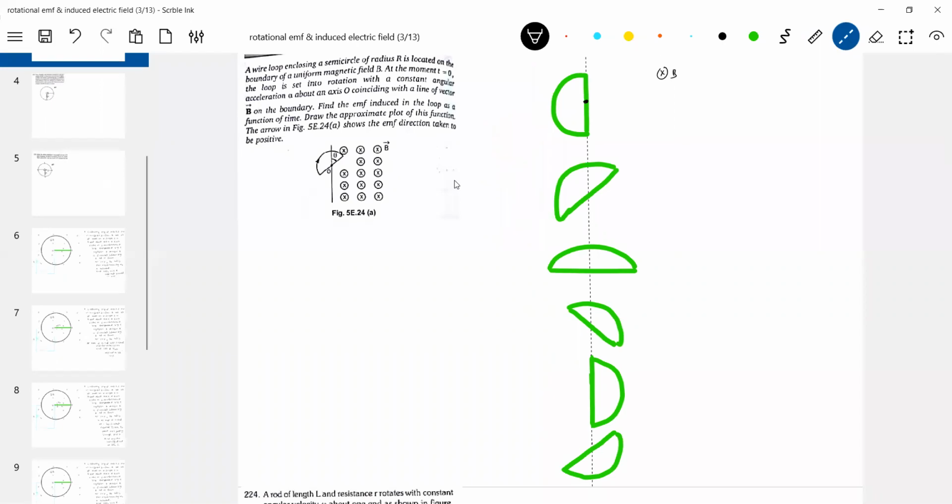I'm rotating with a constant angular velocity. Let omega be the angular velocity. So now when somewhere it has come to this position, everywhere B bar is present. Here no magnetic field. Only on the right hand side a field is present. Find the EMF induced in the loop as a function of time.